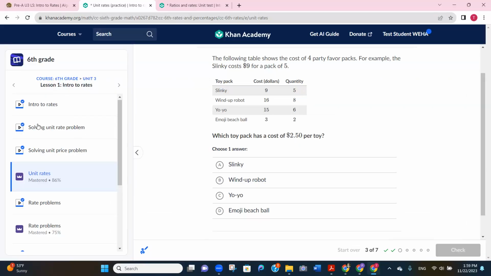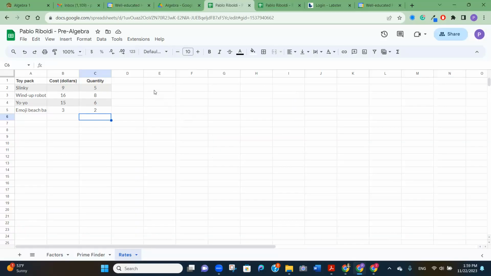And so now the problem is asking us, which toy has a cost of 250 per toy? So here we have the quantity of toys and then the cost. And so we are going to have to find out how many dollars per toy. So we can do that, and let's take a look at how we are going to do that.